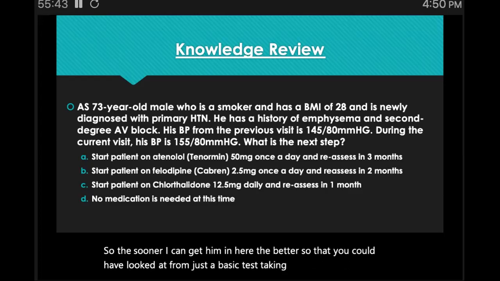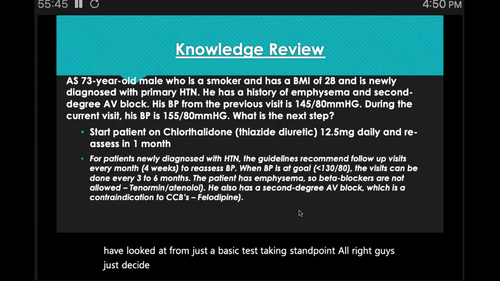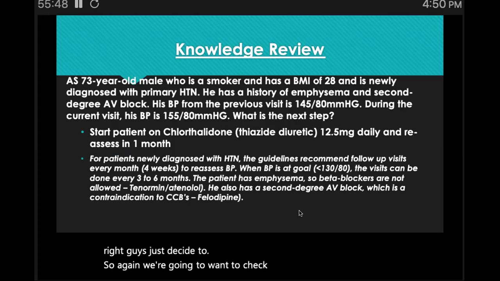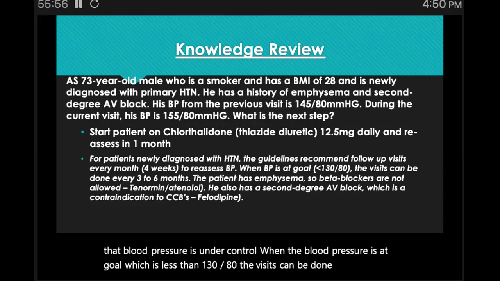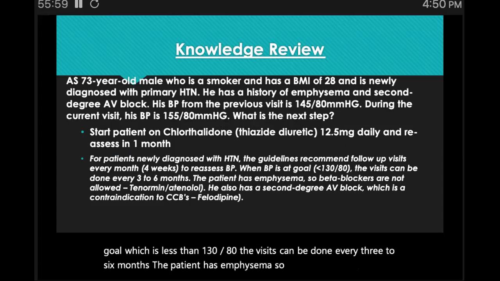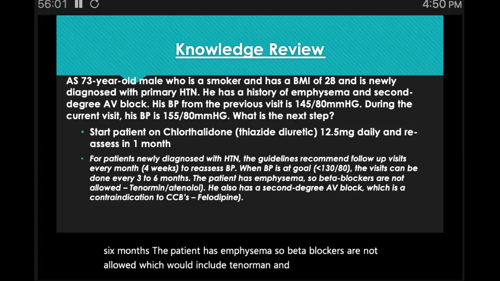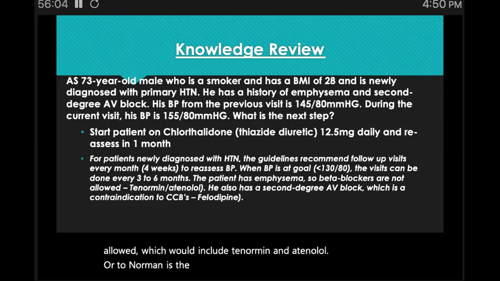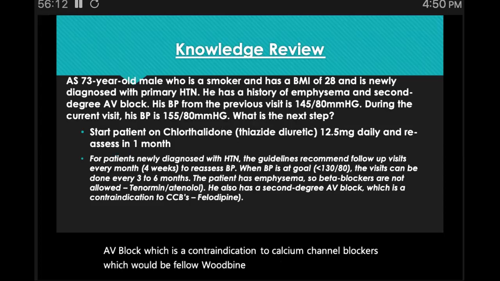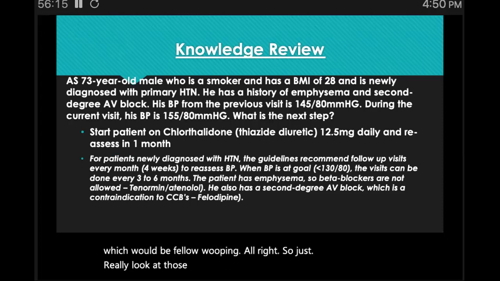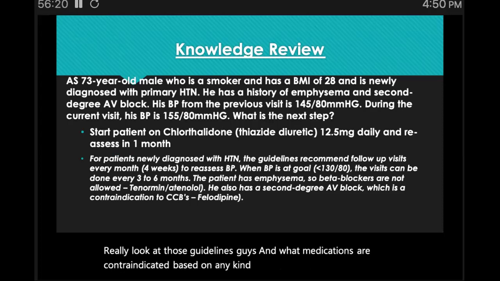All right, guys, just a side tip. Again, we're going to want to check him every 4 weeks until that blood pressure is under control. When the blood pressure is at goal, which is less than 130/80, the visits can be done every 3 to 6 months. The patient has emphysema, so beta blockers are not allowed, which would include Tenormin and atenolol; Tenormin is the brand of atenolol. He also has a second-degree AV block, which is a contraindication to calcium channel blockers, which would be felodipine. All right, so just really look at those guidelines, guys, and what medications are contraindicated based on any kind of respiratory or heart conditions.